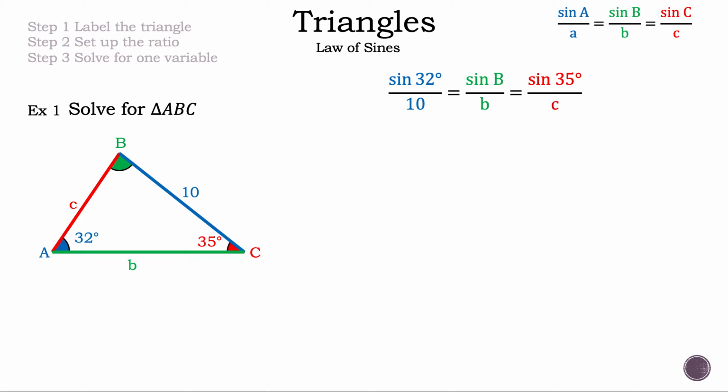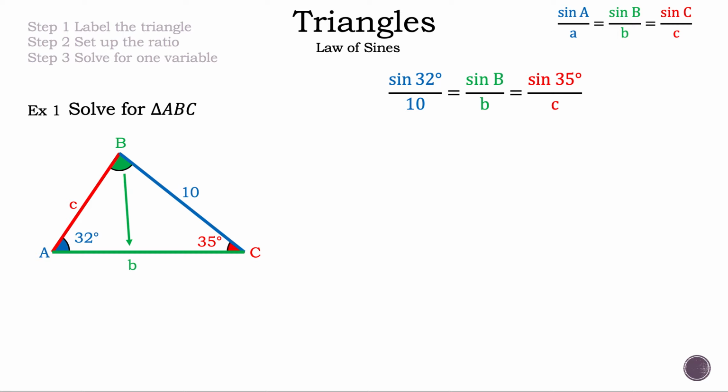Now, how do we set up this ratio? Well, we take one angle, for instance 32 degrees, and go straight across from it and write it over the side length. In this case, we have sine of 32 degrees over 10. And now we continue down the road. In this case, we go to angle B, and since we don't have angle B, we just write sine of B over the side length of B.